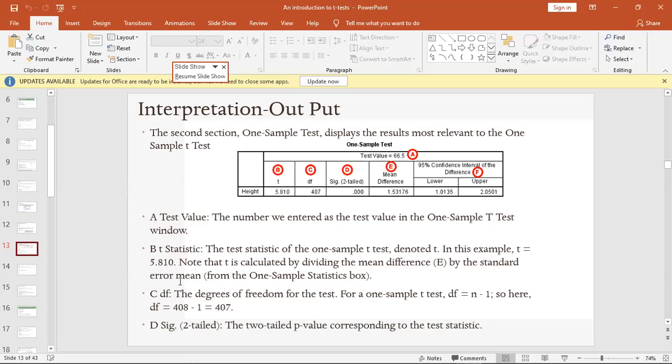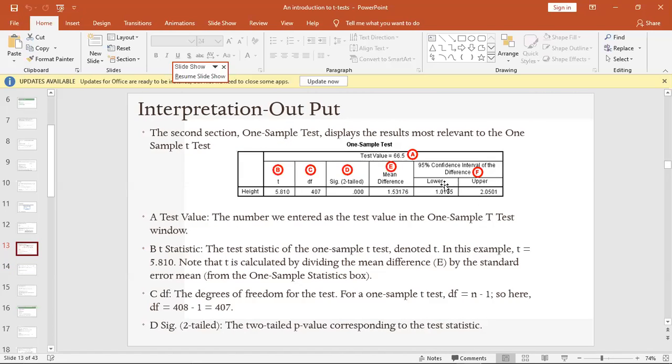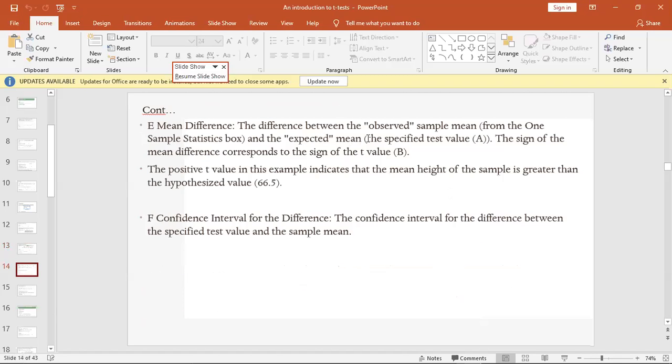C is the degrees of freedom. For the one sample t-test, we normally take degrees of freedom as n minus 1. Here the sample size is 408, so minus 1 is 407. That is the degrees of freedom for this sample. D is the significance, the probability value: the two-tailed p-value corresponding to the test statistic. And E is the confidence interval that has been automatically generated. You have entered a 95% confidence level, and the upper and lower limits of the confidence interval are shown here. This is the difference between the observed sample mean and the expected mean. The sign of the mean difference corresponds to the sign of the t-value and the confidence interval.